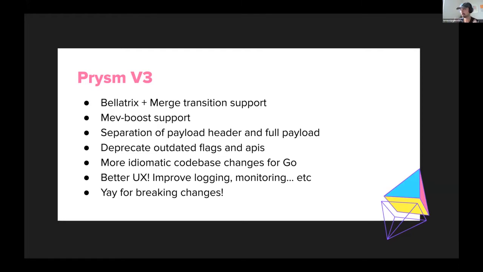So what is v3? In v3, of course, we're going to have Bellatrix and the merge support. And then we're going to have support for MEV-Boost, because timeline-wise, that's what everyone will be ready for. And it's also important for all the clients to have MEV-Boost support at the same time. Therefore, you don't create this network asymmetry where everyone will use the client that basically builds the more profitable block, right?